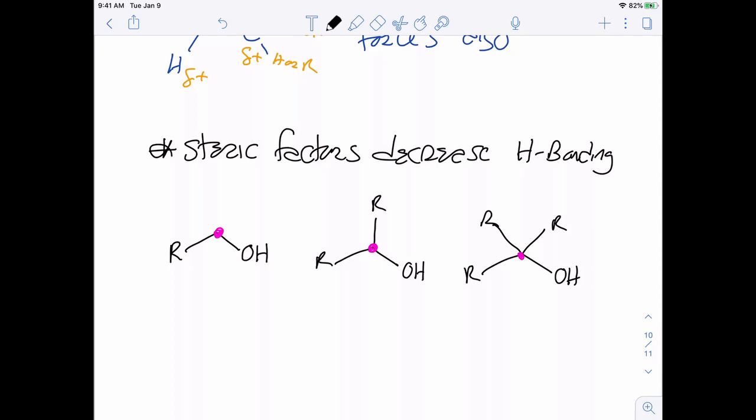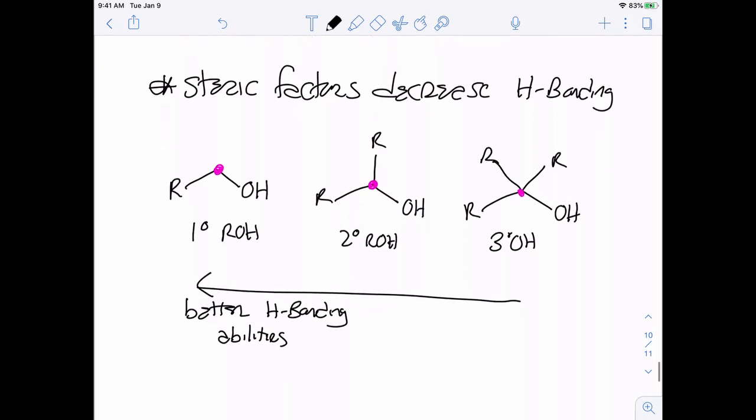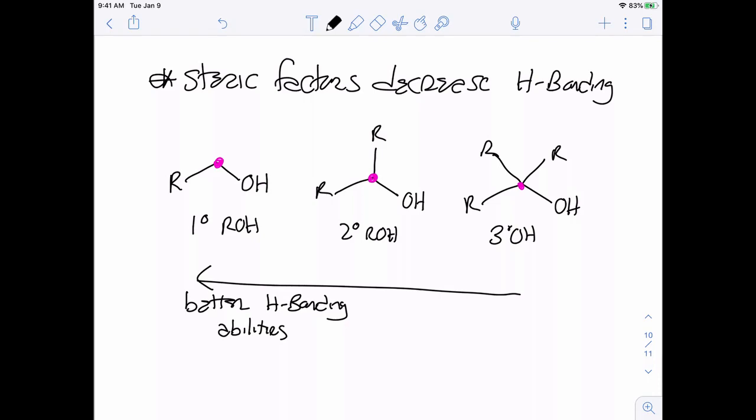To form hydrogen bonds, the 2 molecules have to get close to each other, right? If I'm going to form connections between them, if I have a lot of steric things going on, they can only get so close, so hydrogen bonding is going to decrease. So this is my primary alcohol, my secondary alcohol, and my tertiary alcohol. And in this way, we have better hydrogen bonding abilities. They can just get closer to each other, right? There's a lot of stuff going on, they can't get that close. So steric factors do decrease hydrogen bonding.